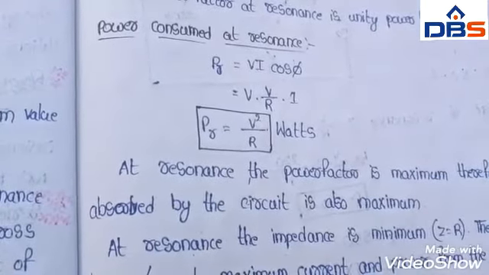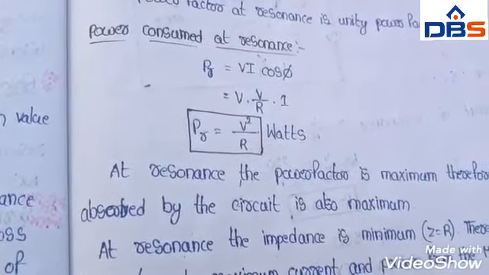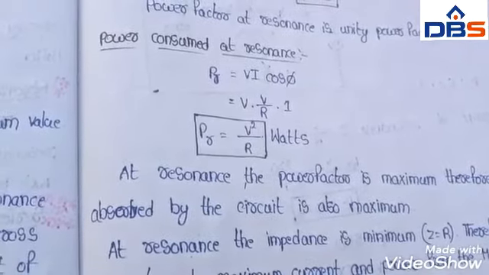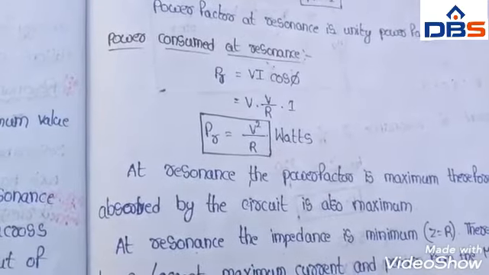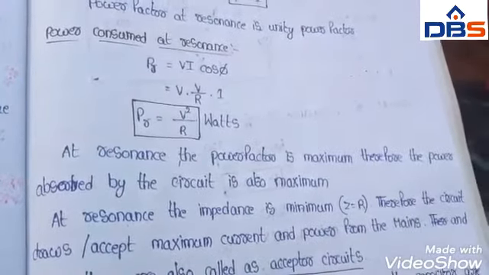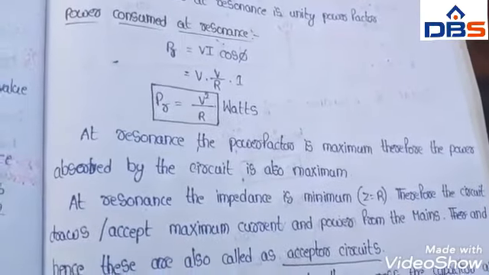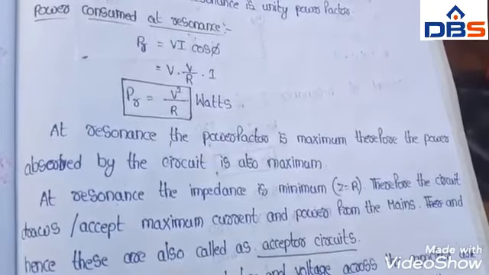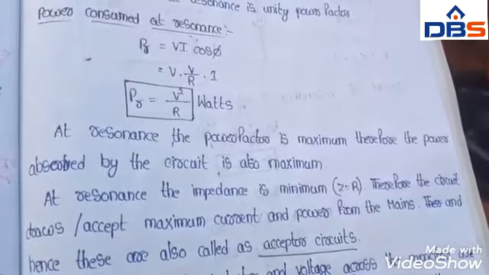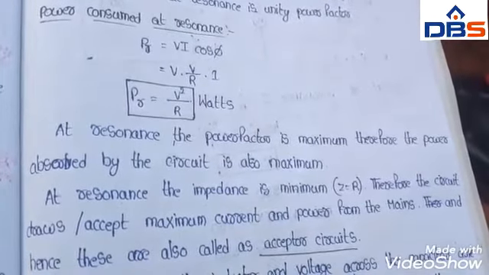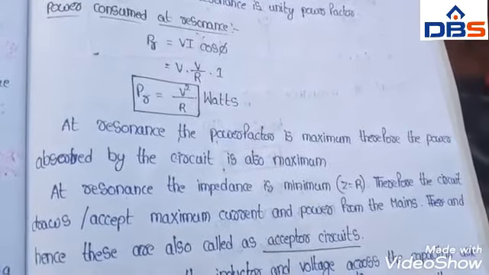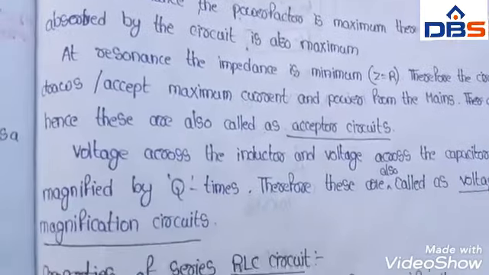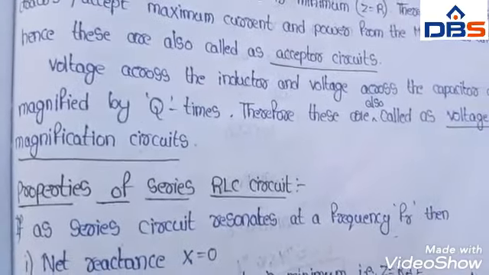So V into current at resonance, V by R, and power factor at resonance is 1. Therefore, power consumed at resonance is equal to V square by R watts. At resonance the power factor is maximum, such that the maximum power will be absorbed by the circuit. Therefore, the series resonant circuit is also called an absorbed circuit or acceptor circuit. So this is about the series resonant circuit.